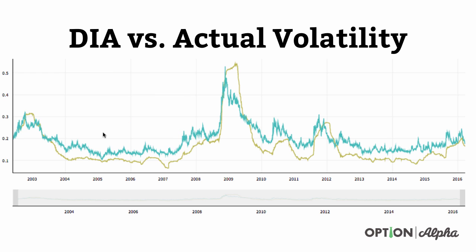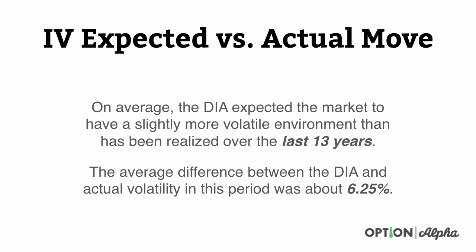In the case of DIA here, on average, the market expected DIA to have a slightly more volatile environment than had been realized over the last 13 years. Now, the average difference between the DIA implied and actual volatility during this period was 6.25%. As I've said many, many times, this is a number which represents our edge as an options seller.